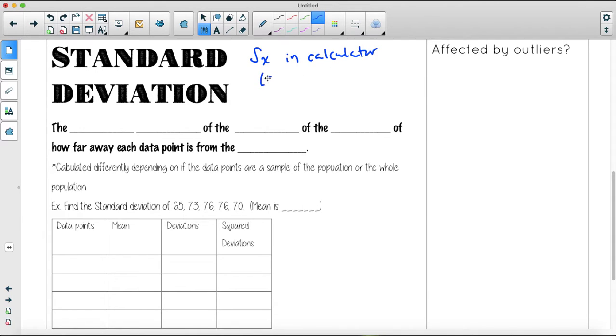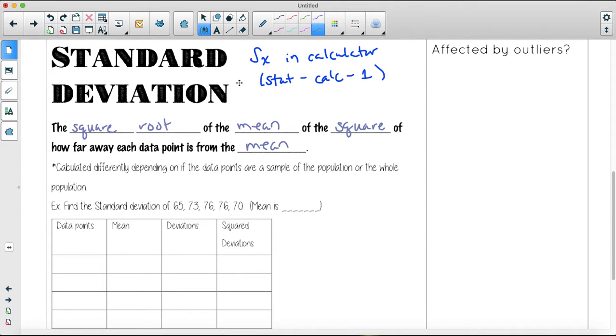If you go to Stat in your calculator, we're going to calculate a value, and we're just going to press the number 1 because it's going to be one-variable statistics. I will show this in a calculator after we do this by hand. So to do standard deviation by hand, we take the square root of the mean of the square of how far each data point is from the mean.